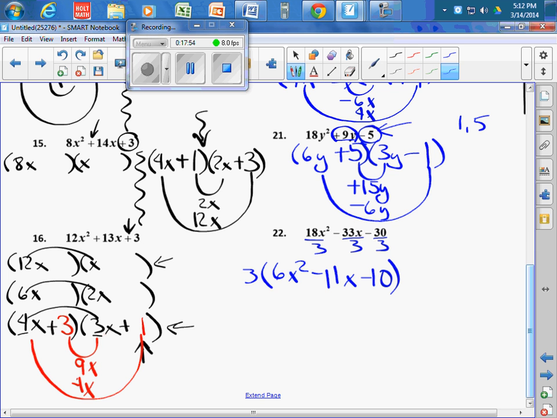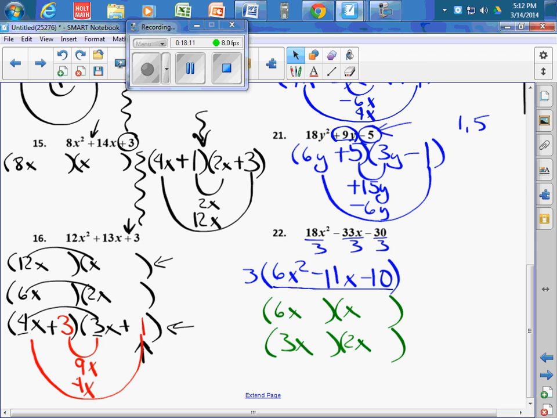And again, now I'm going to break this up into 2 parentheses. And again, I can start off with 6x times x, or I can start off with 3x and 2x. Guess which way I'm going to guess first. Not the 6x and the x. I'm not going to guess that one. I mean, it could work, but I'm going to try this instead. I'm going to see if 3x and 2x doesn't work first.